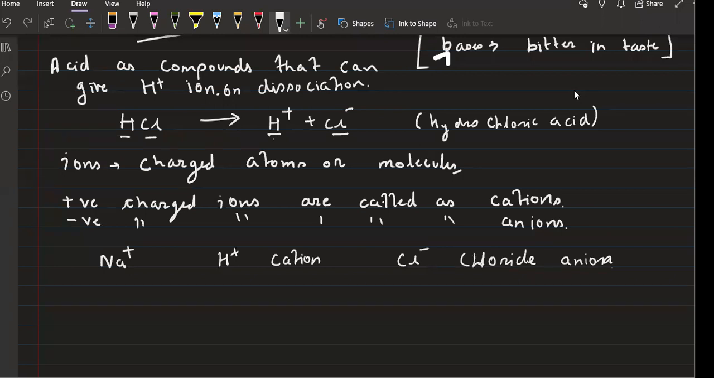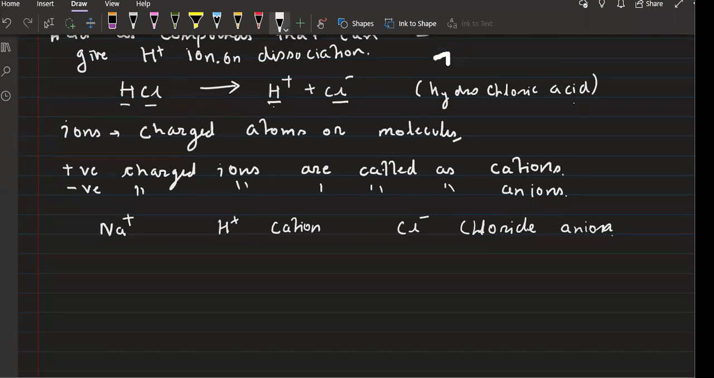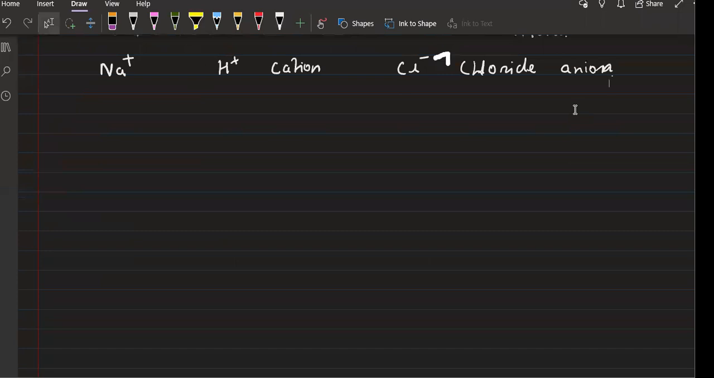So now you know what is acid. If I ask you, what is acid? How can you identify that a compound is acid according to Arrhenius? What you'll say is, if the compound on dissociation will give you H plus, then that compound is your acid. But it is according to Arrhenius. Right, everyone?